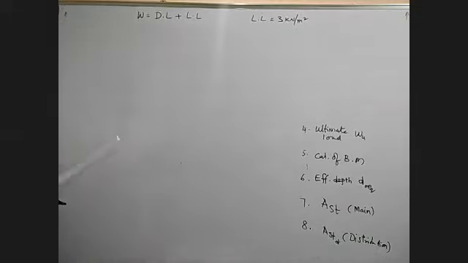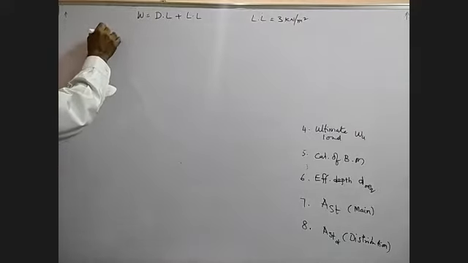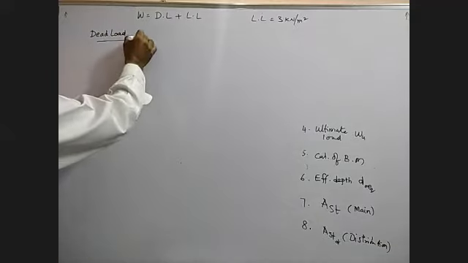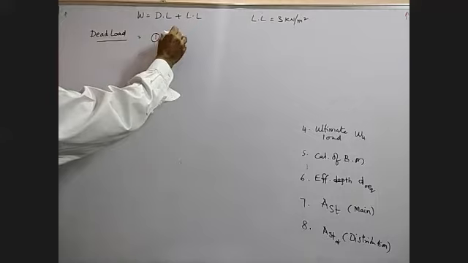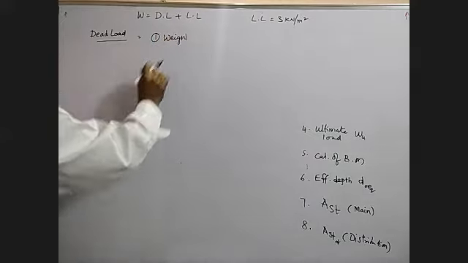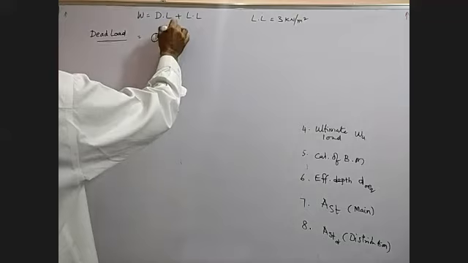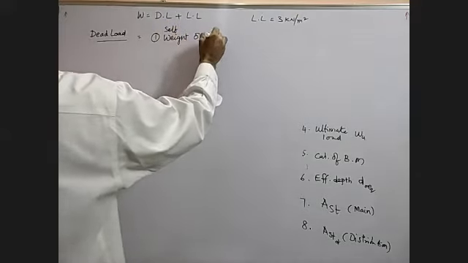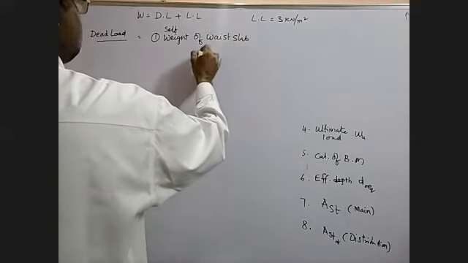But anyway, in the examination, they will give you the live load value. Now, see the dead load. Dead load consists of the weight of, that is, the self weight of the waist slab. Self weight of waist slab.